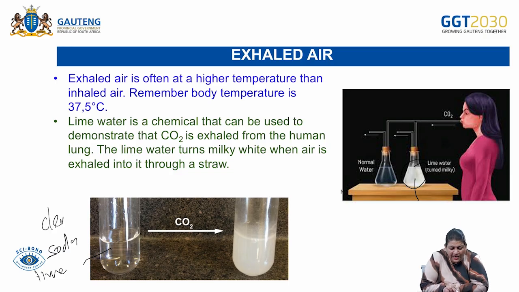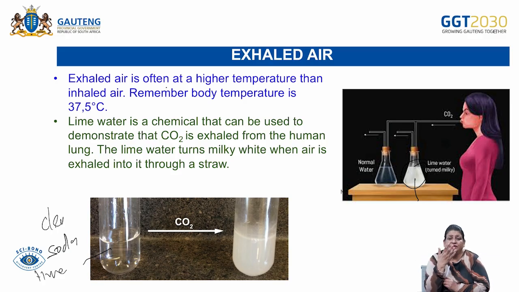Okay, so exhaled air is often at a higher temperature than inhaled air. Because when you exhale the air, remember you must have been exhaling air after you're exercising because you used oxygen. You were a bit active and then you're exhaling. So when you exhale air, that air is going to be hotter. Why? Because it's coming from your lungs, it's coming from the outside it's cold, but from inside your body is hot, it's 37.5, but outside it's cold.